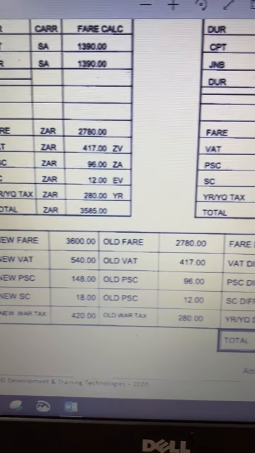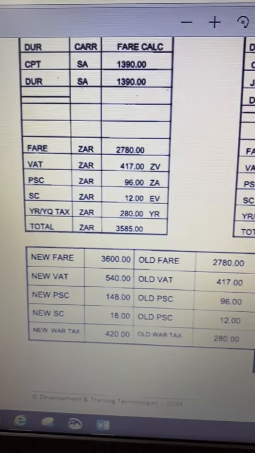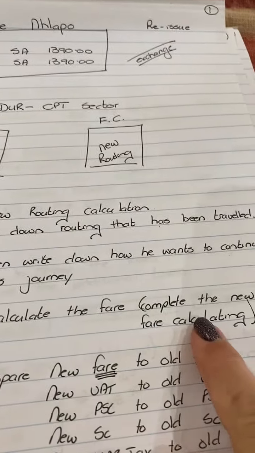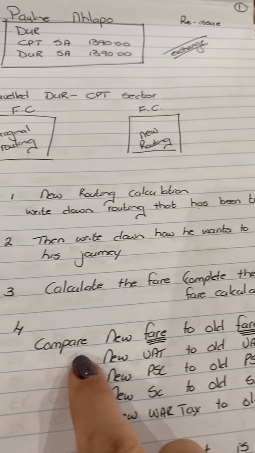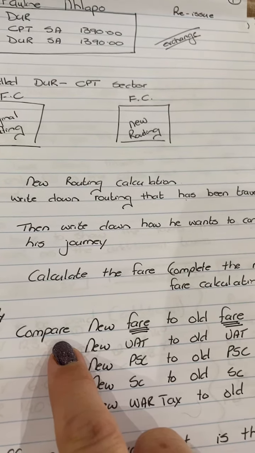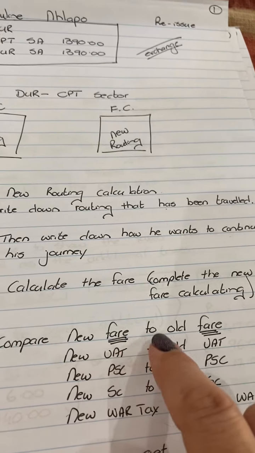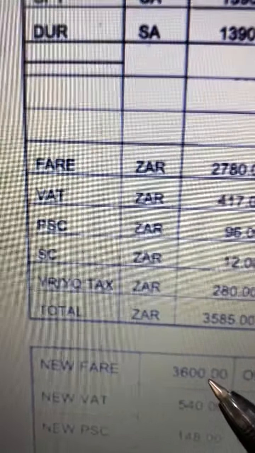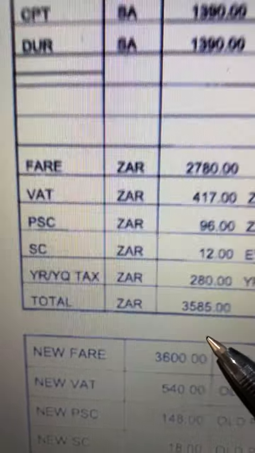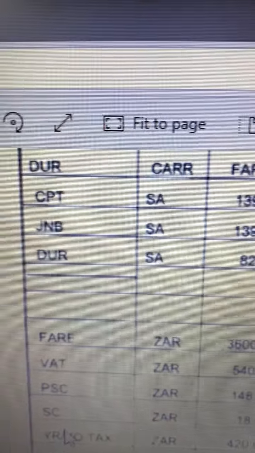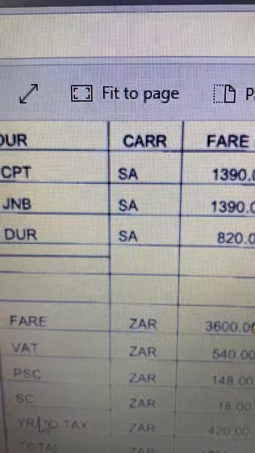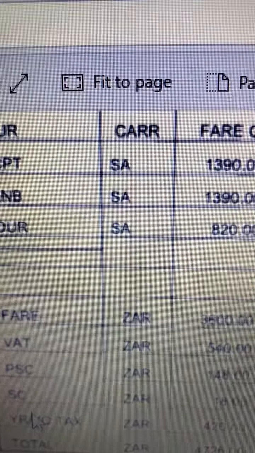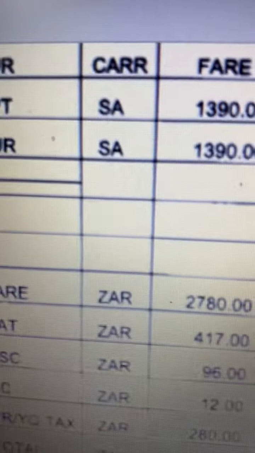So what are we going to do? You'll see that you have at the bottom here, where you can compare old fare, new fare, all of that. After you've calculated the fare, we now have to do step number 4, which is compare. Please be careful. It says you compare the new fare to the old fare. Have a good look there. There is my new fare. Where do I get that? From my new fare calculation, and I work with the fare, the basic fare. I'm not saying the word total, I'm talking about fare. So there's my new fare.